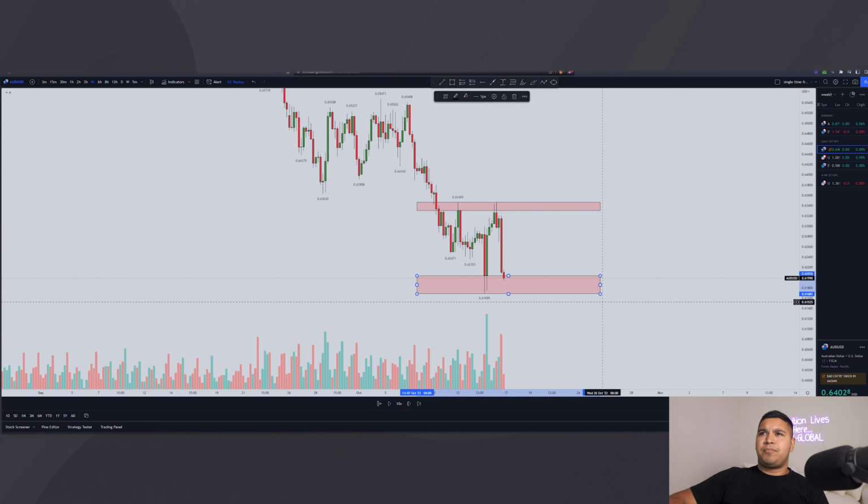Now, from this level of support, I want to see buying pressure entering the market. And I want to see candlestick rejection or engulfing candles showing me that buyers are stepping in at this level of support.